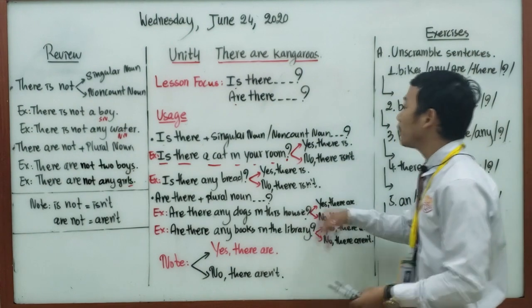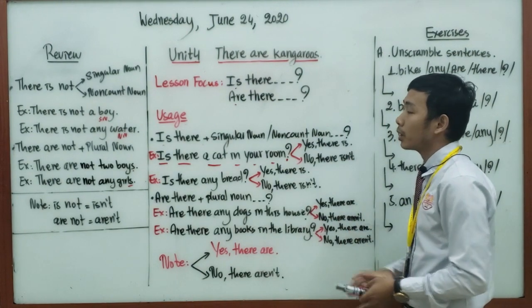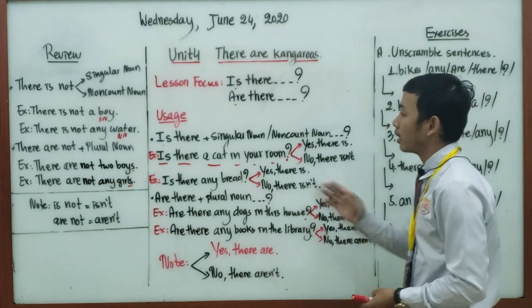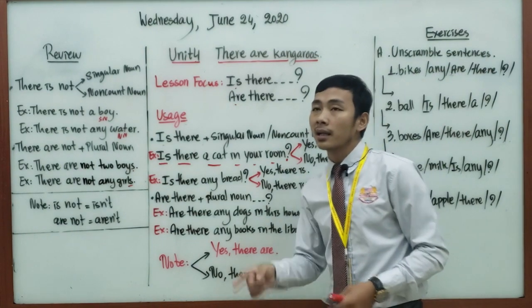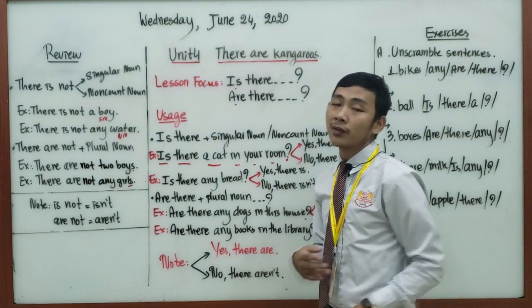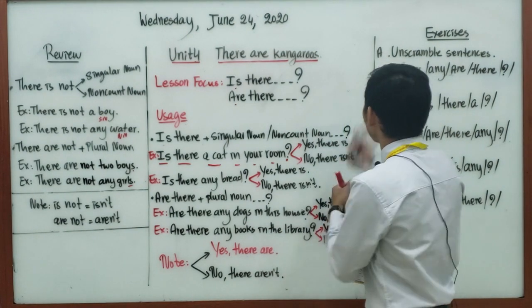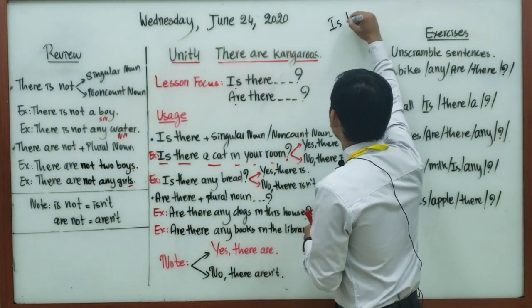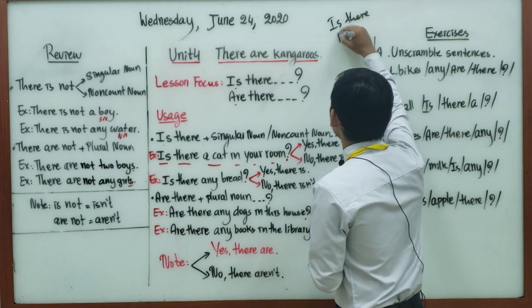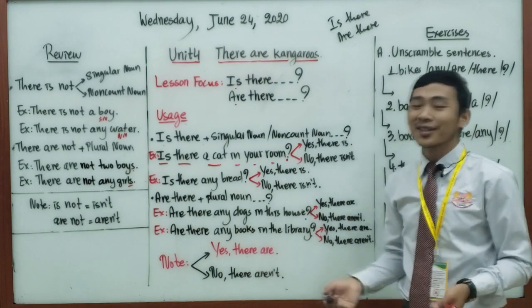So what you should remember is that to make a question sentence with there is and there are, we do not put is and are after there, but we need to put is and are before there. So you need to remember is there, are there. Is there and are there, if you want to make the question sentence.